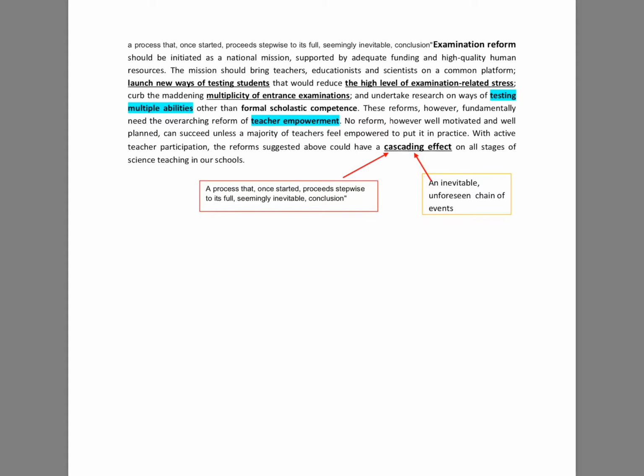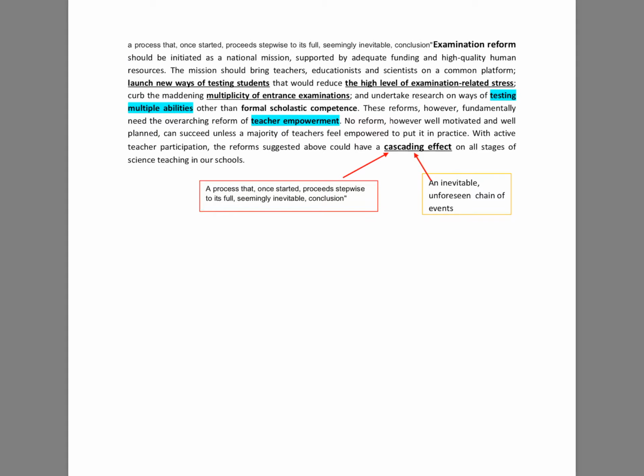And finally, it has said that if all these reforms suggested by NCF 2005 are implemented, then it will surely give a cascading effect in all stages of science teaching in our schools. So a cascading effect is a process. Once it is started, it proceeds stepwise to its full, seemingly inevitable conclusions. That means the success is sure.